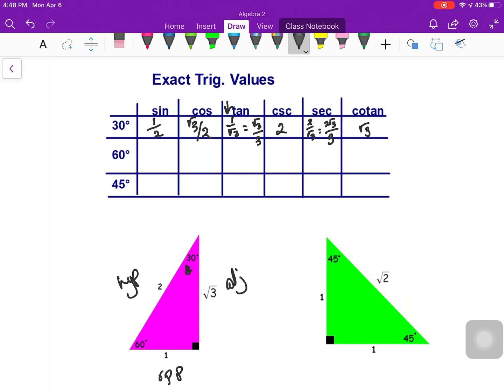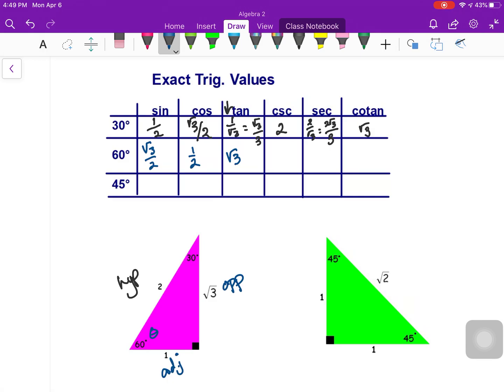So now, if I do 60 degrees, all that's going to change is where my theta is. So this is not my theta. This is still my hypotenuse, but now my theta is right here. So this becomes my opposite, and this is my adjacent. So sine, opposite over hypotenuse, is square root 3 over 2. Cosine, adjacent over hypotenuse, so it's 1 over 2. Tangent, opposite over adjacent, so it's square root 3 over 1.